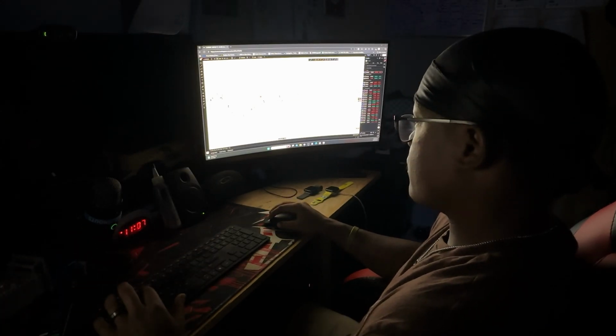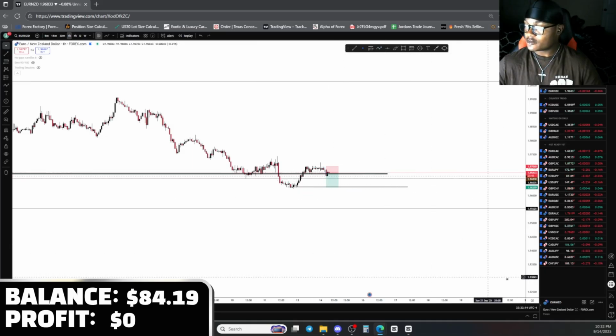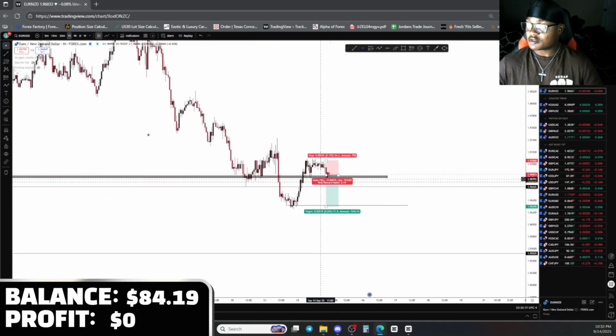So EURNZD 4-hour timeframe, everything looks good. We can see how we're having the now push to second momentum push. The 1-hour timeframe has recently formed that bearish engulfing, pushing back underneath the zone.